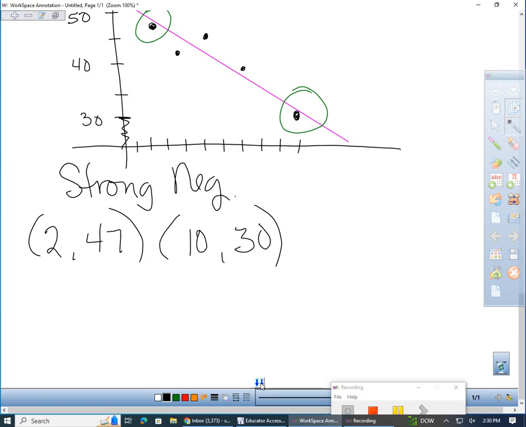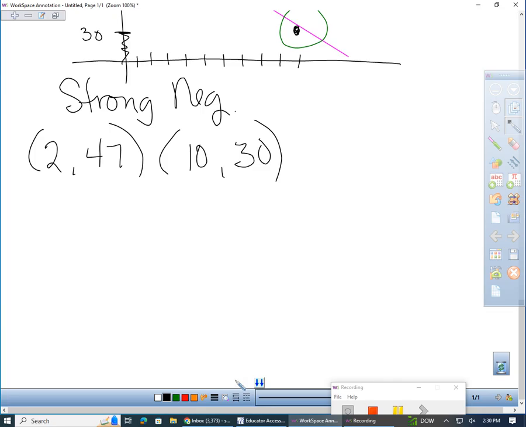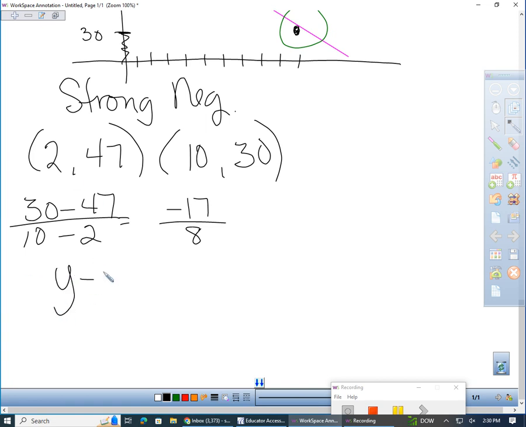So in order to write an equation, we have to first find our slope, right? So 30 minus 47 over 10 minus 2. 30 minus 47 is negative 17 over 10 minus 2, which is 8. Does everybody agree so far? Okay. Then we are going to put it into point slope form. So I have y minus 47 equals negative 17 over 8 times x minus 2.